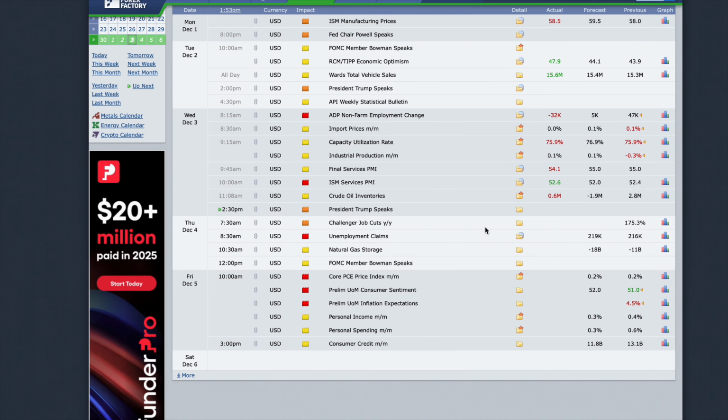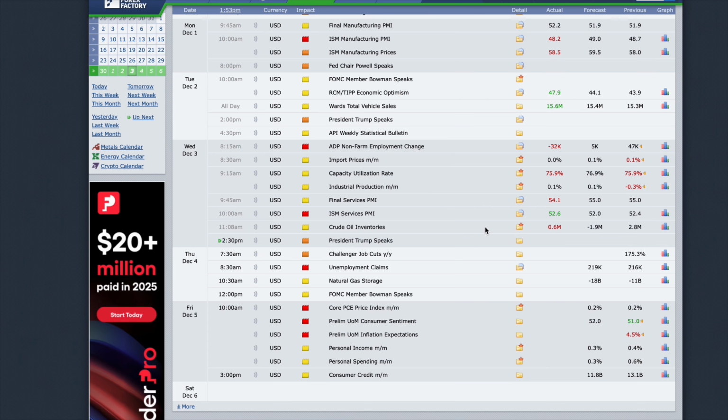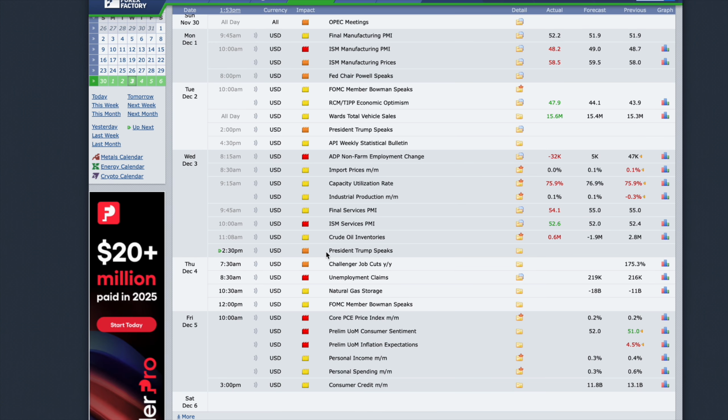Number 5, what are the key events this week? That could be CPI, PCE, NFP, ISM, Powell speaking. This week we have ISM, ADP, ISM again, and core PCE. What are all those pointing at? That looks like we could be more bullish on gold.